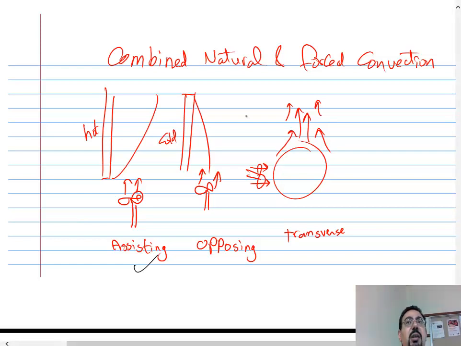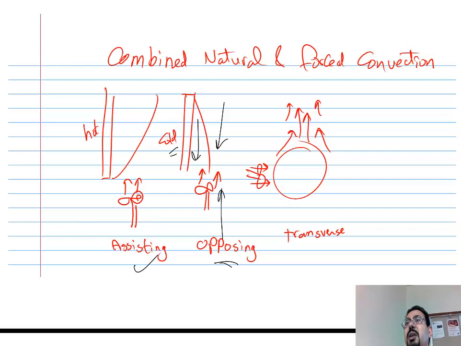But if the fan is actually in the opposite direction, imagine if this is a cold plate, so the cold plate will send the air downward, and you put a fan against it. So now the force of convection on a flat plate is opposing the natural convection from that flat plate.